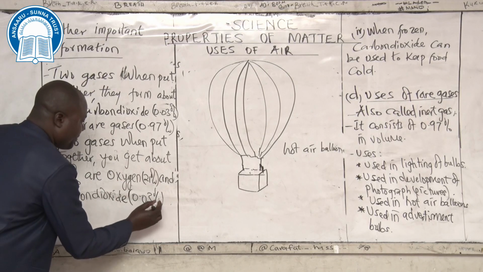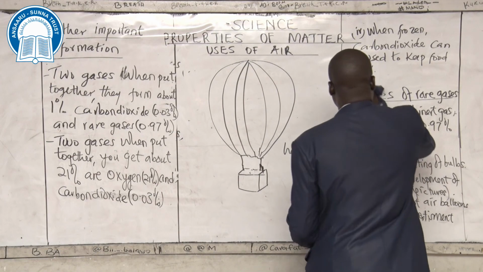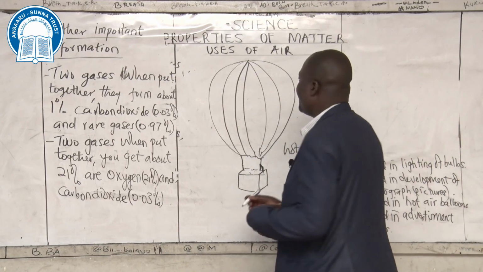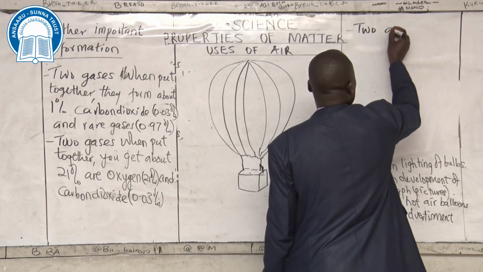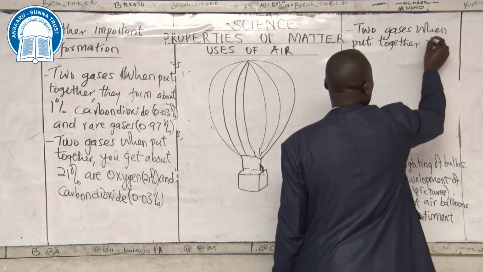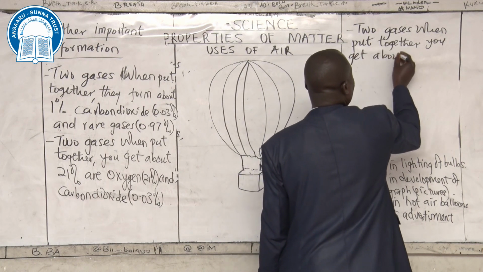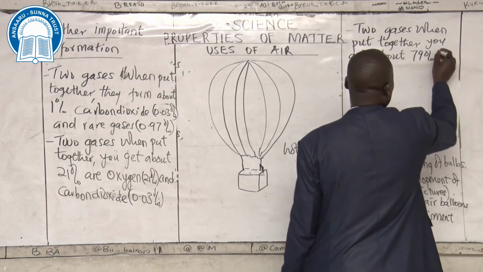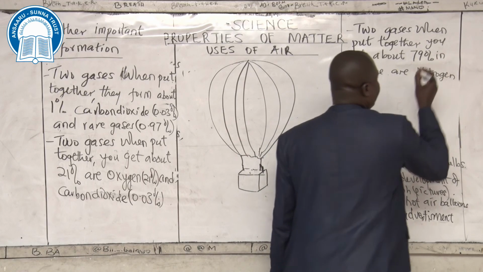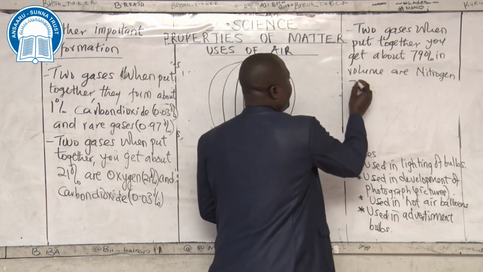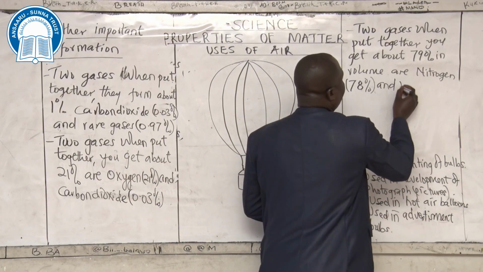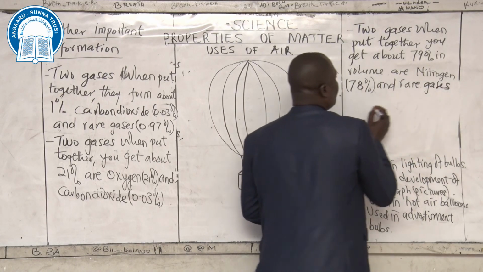You may also find something like this in the exam: which two gases, when you put them together, you get about 79% in volume? That is nitrogen gas, which is 78%, and rare gases, which is 0.97%.